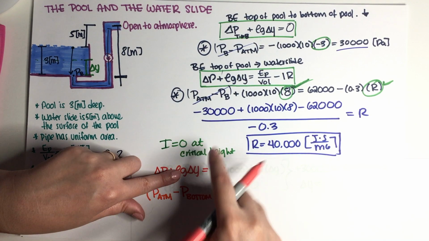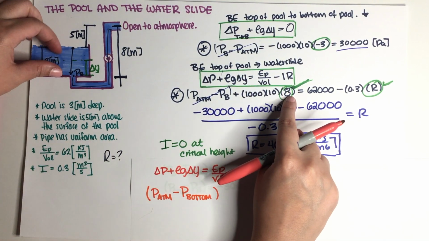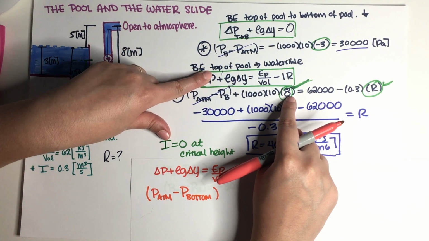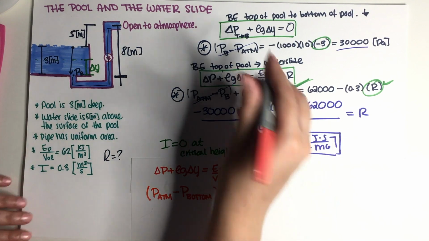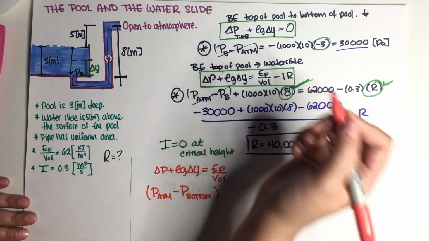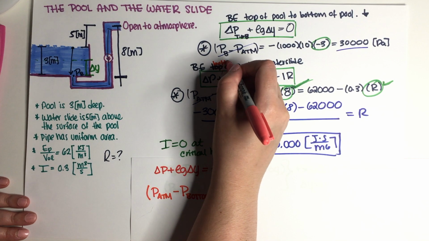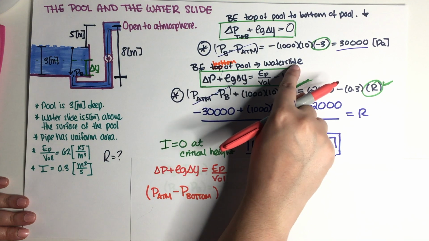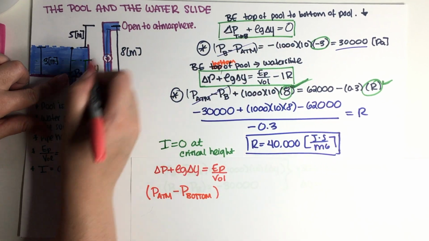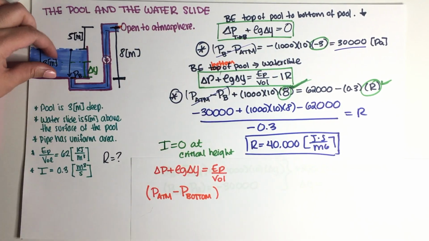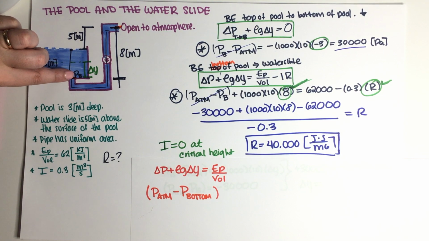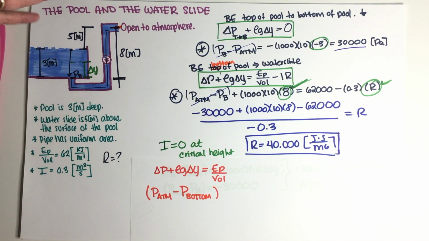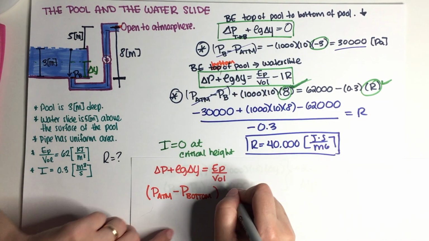This term over here is still exactly this term, because even though the water is changing over here in the pool, this equation is from the bottom of the pool. This is from the bottom of the pool and it goes to the water slide. So this equation starts here and ends here. So even though the water level is changing, this difference in height is still going to be 8 meters. So this term is going to look exactly the same.